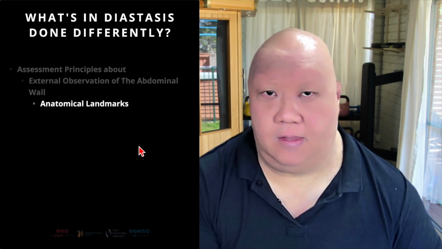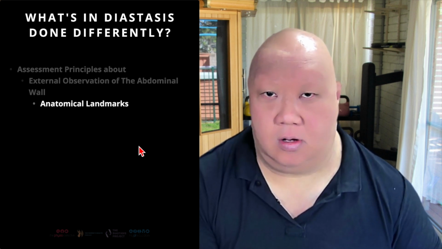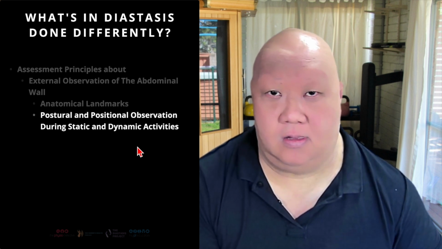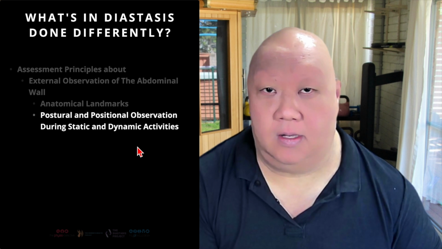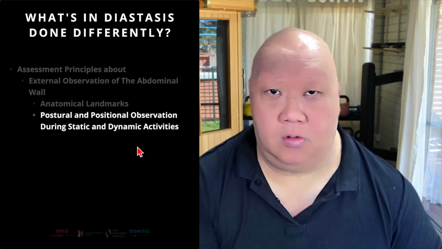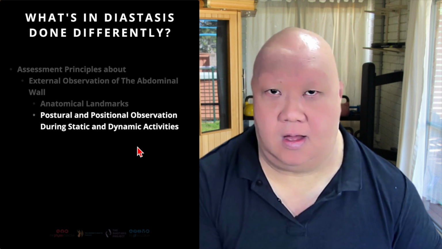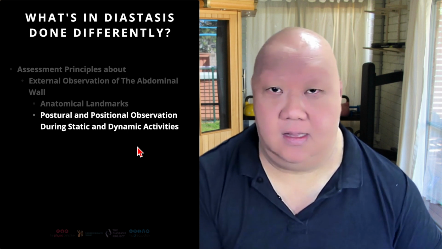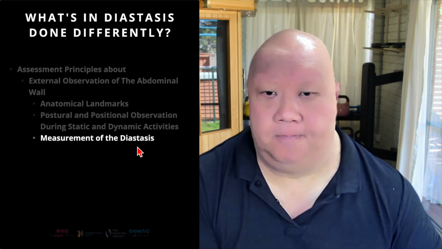We're going to look for the anatomical landmarks, and you're going to learn about those. We're going to look at postural and positional observations during static positions, as well as dynamic activities. So we look at both on your back, on your side, on your hands and knees, on your feet and your hands facing down, in standing, as well as in hanging.